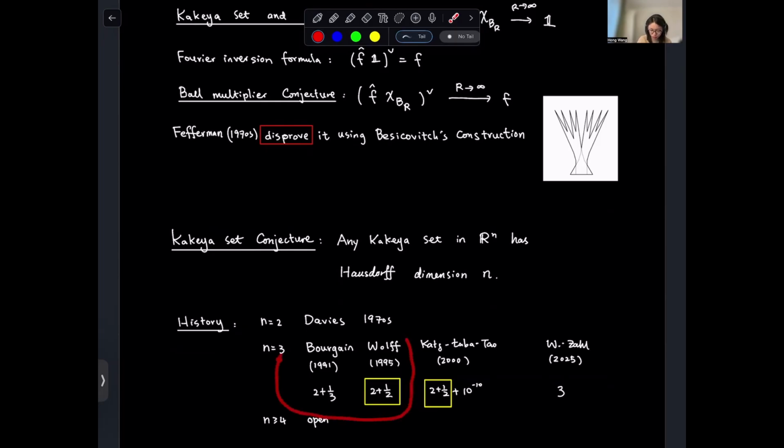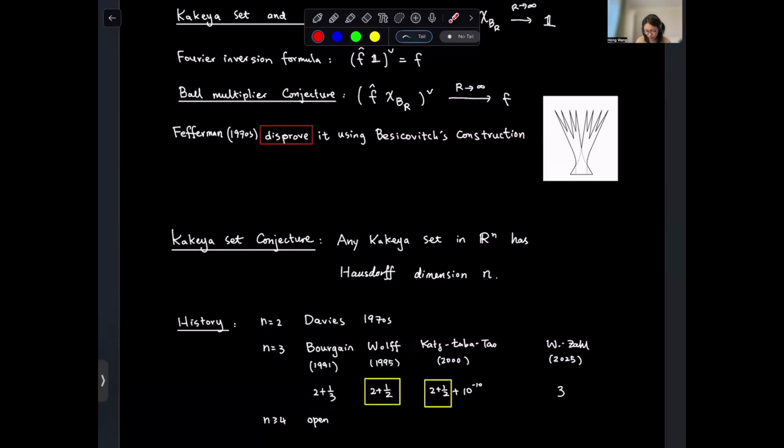These two results use elementary but highly non-trivial methods. The first one is called the bush argument, and the second is called the hairbrush argument. Starting from Wolff's result, to improve it, one has to use modern mathematics.